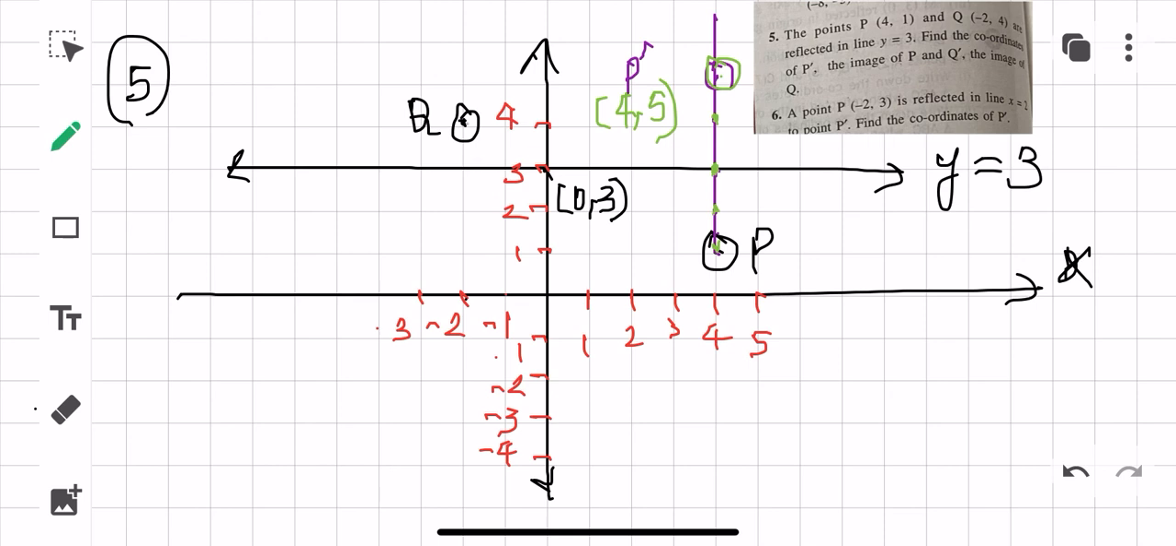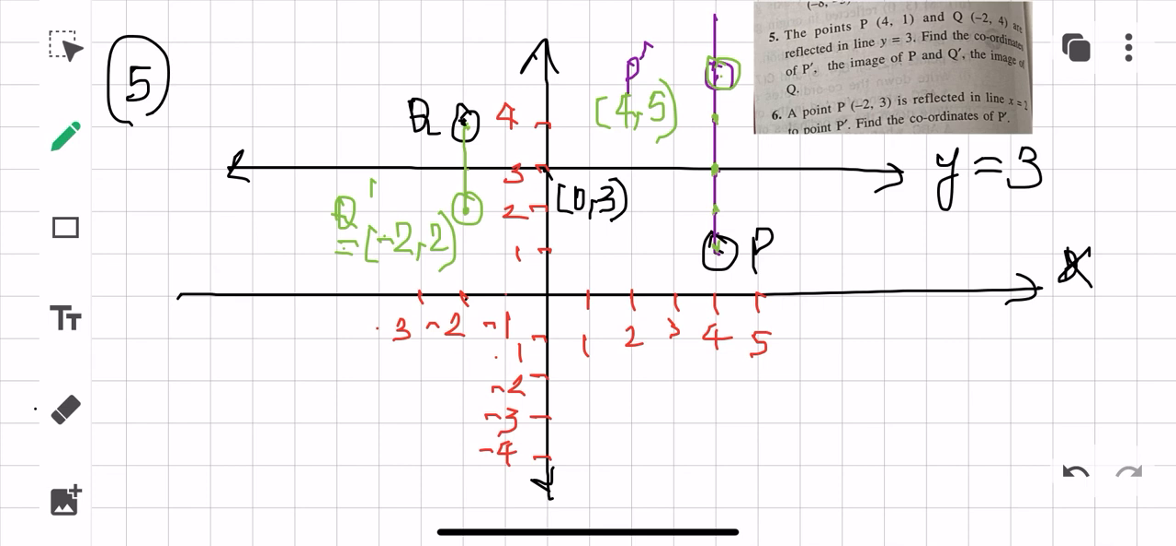Similarly, for this point, if I draw a parallel like this, from this to this is 1 unit, so this to this is 1 unit. So what points will you be getting? You are getting -2, 2. So this is my Q dash, which is equal to -2, 2. Here, children, the important thing is that since it is parallel to the x axis, my x coordinates are not changing. Okay, so this is an important thing. So you have found the coordinates P dash and Q dash. This is what the question was asking, and similarly we will go to question number 6.